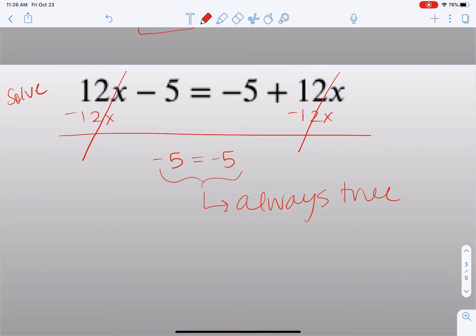So this means that no matter what value I plug in for x, this equal sign will always hold up. I'll multiply that number by 12 and then I'll subtract 5 from it. And the same thing over here. I will multiply that number by 12 and then I'll add negative 5 to it, which we know is the same thing as subtracting 5. So that's why this equation is always true.